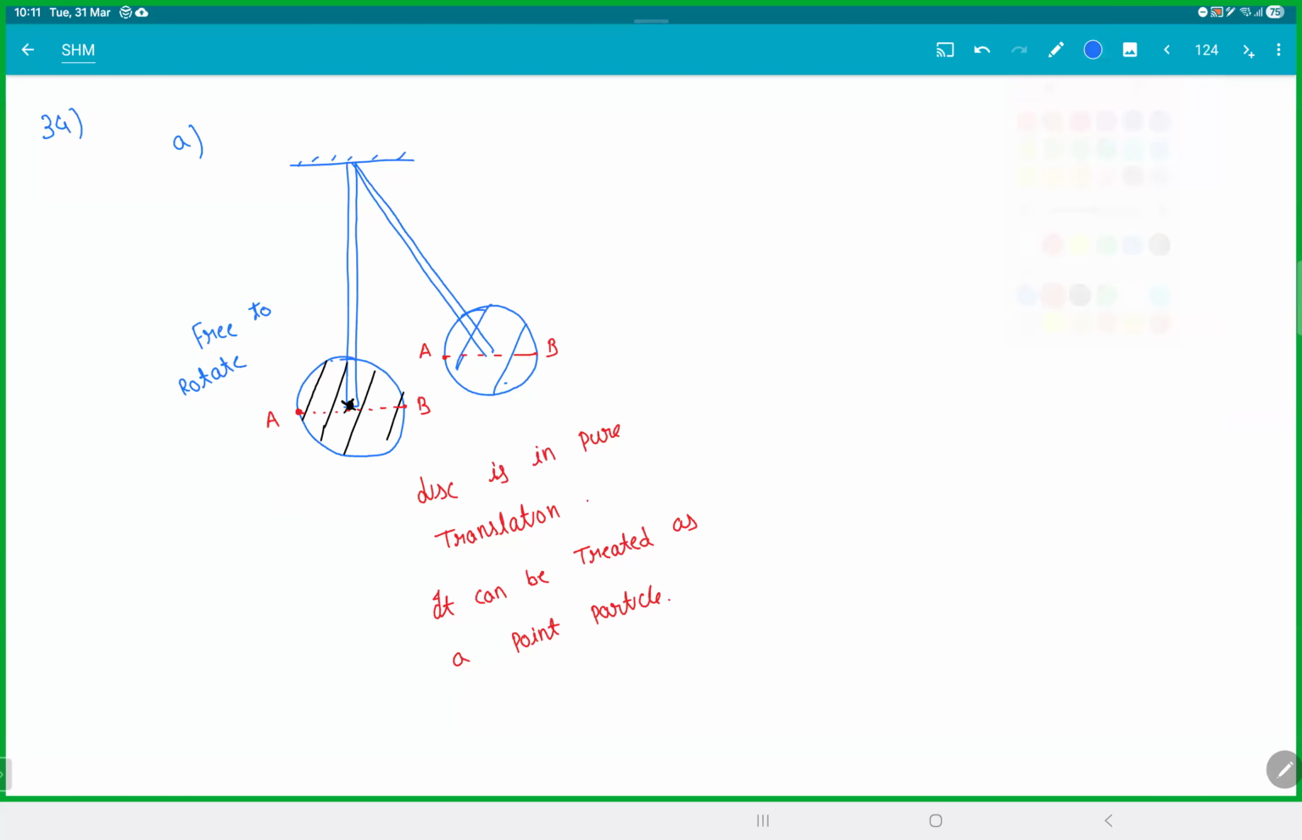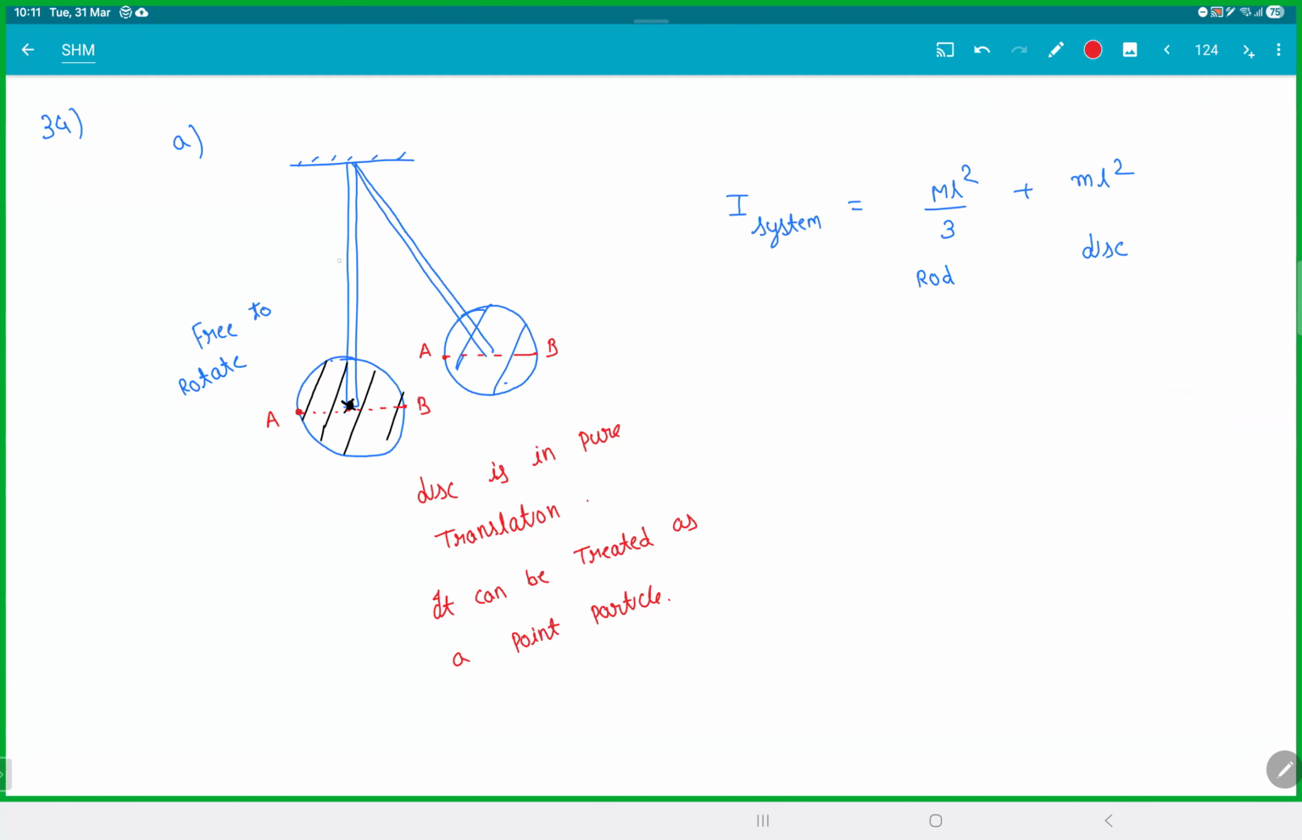So the moment of inertia of this system, I, will be ML square by 3. This is for the rod. Plus this would be ml square. This is for the disk. And this is only the translation part. Clear with this?